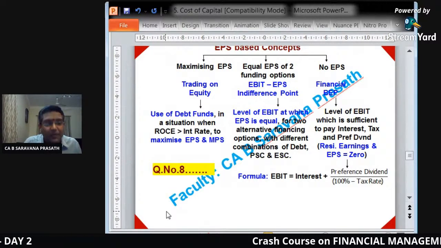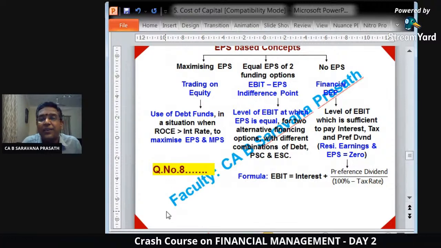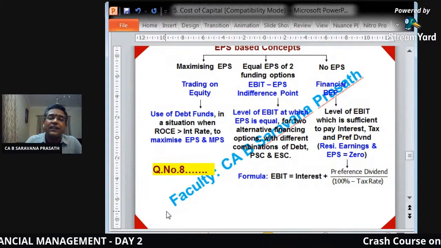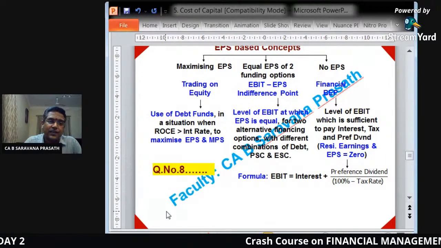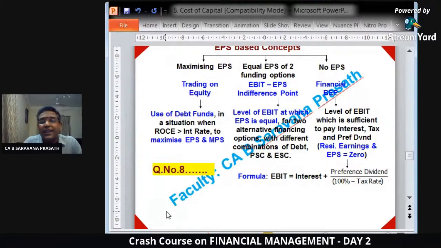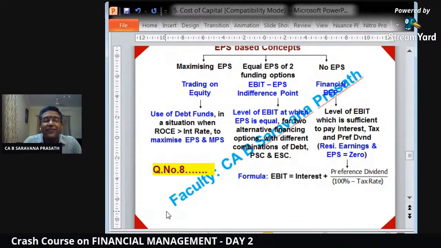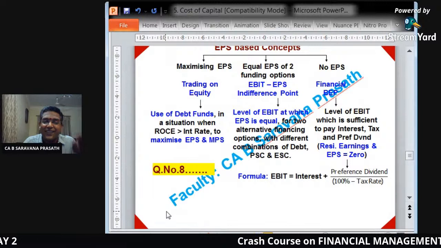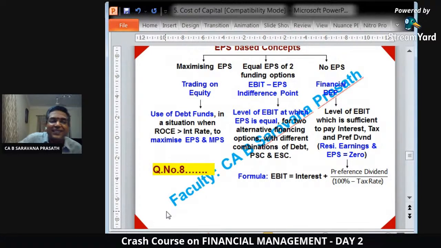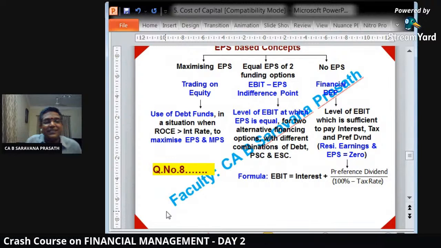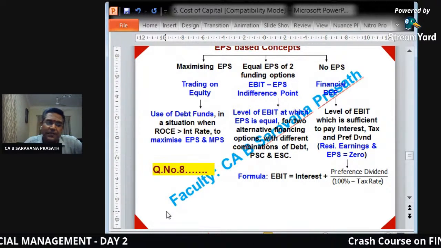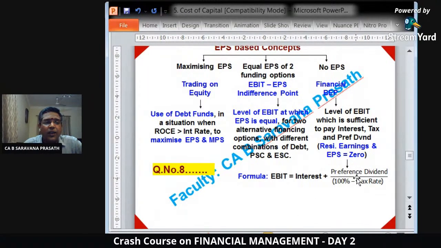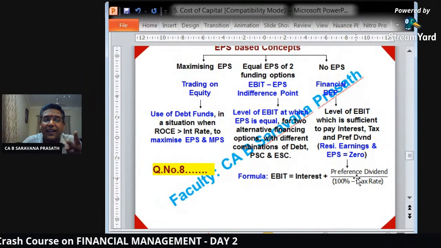And there is a formula for computing the financial break-even point. EBIT is equivalent to interest plus preference dividend divided by 100% minus tax rate. Now, you should remember the formula very carefully. It is not written as financial break-even point equal to, no, EBIT is equivalent to, because we are talking about EBIT there. So EBIT is equivalent to interest plus preference dividend divided by 100% minus tax rate. Now another immediate query might happen. Sir, preference dividend and all, how can you apply 100 minus tax rate? We are not applying, we are grossing up.